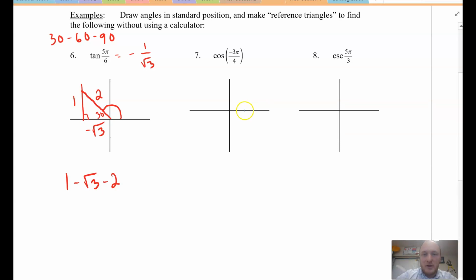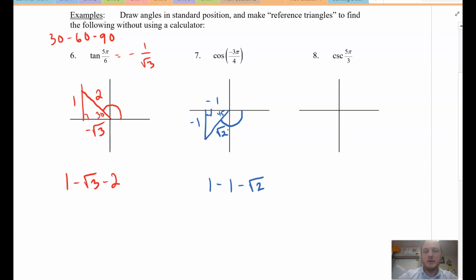Cosine of 3 pi over 4. And it's negative, so I'm going the negative direction, which is this direction, okay? And that makes a 45-degree angle, or a pi over 4 angle here. So 45, 45, 90, okay? And remember, 45, 45, 90 is 1, 1, root 2. Okay, so this side is 1, this side is 1. They're both negative, and this is a root 2.